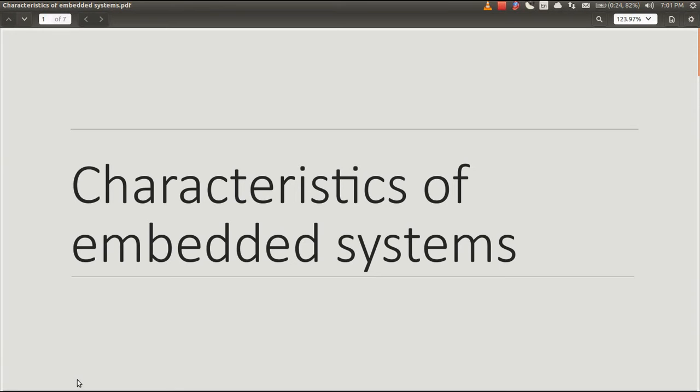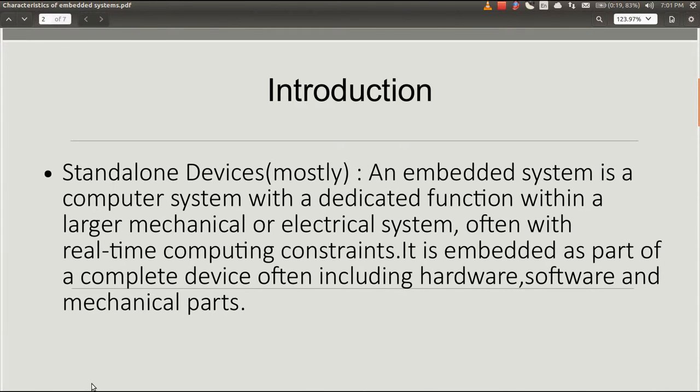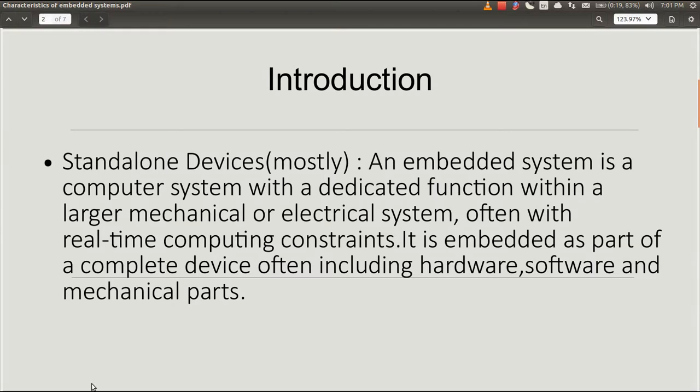In this video, I'll be tutoring over the characteristics of embedded systems. So embedded systems are standalone devices mostly. It is a computer system with a dedicated function within a larger mechanical or electrical system, often with real-time computing constraints. It is embedded as a part of a complete device, often including hardware, software, and mechanical parts.